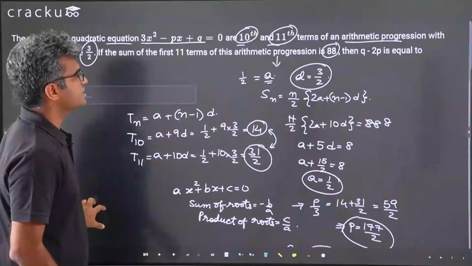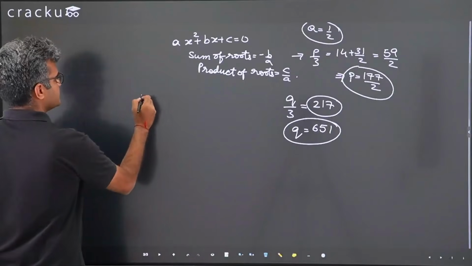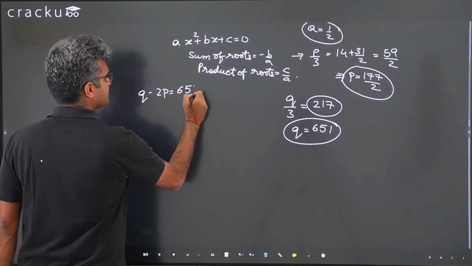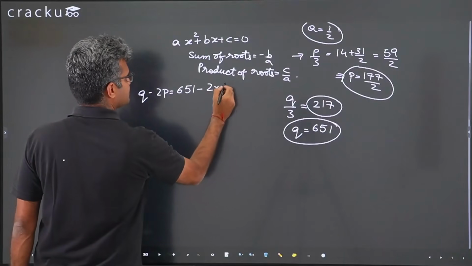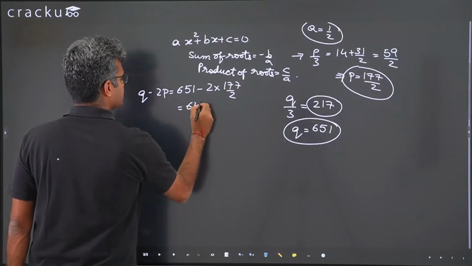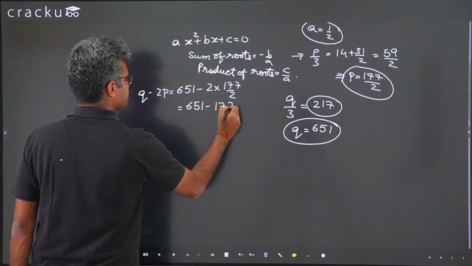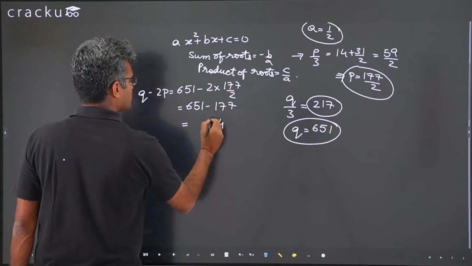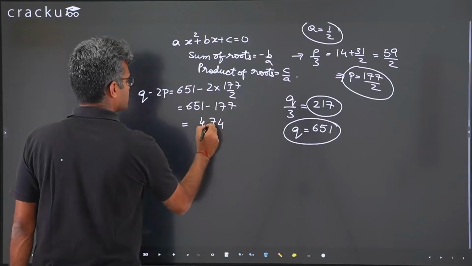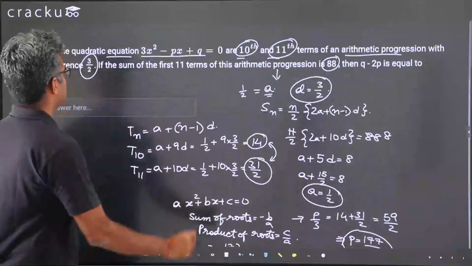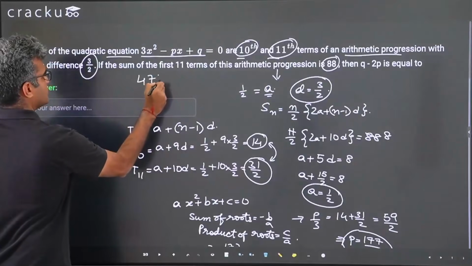What are we required to calculate? We are required to calculate q minus 2p. So q minus 2p will be 651 minus 2 times 177 by 2, which is 651 minus 177. This is equal to 474. So the answer for this question is 474.